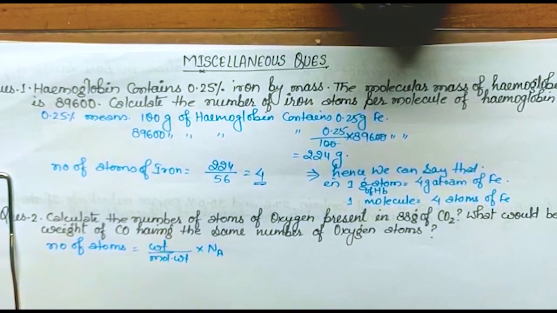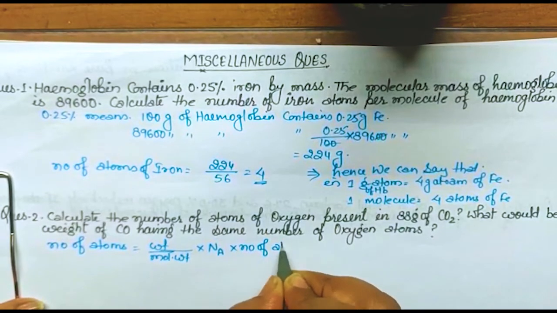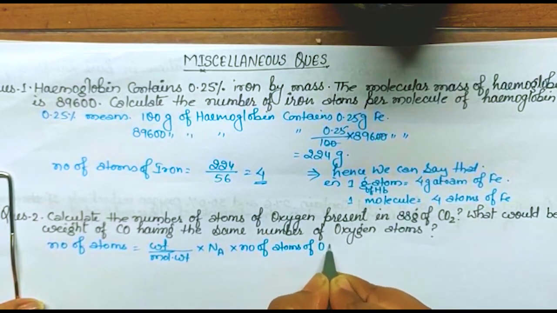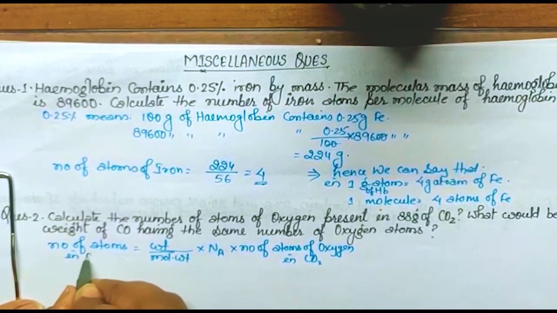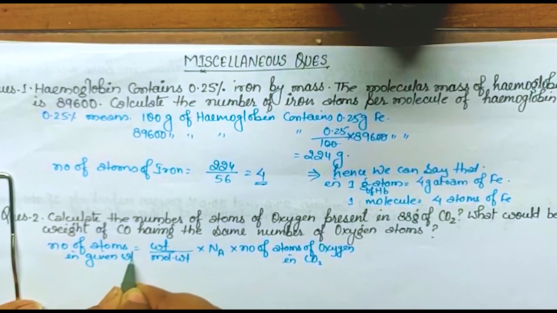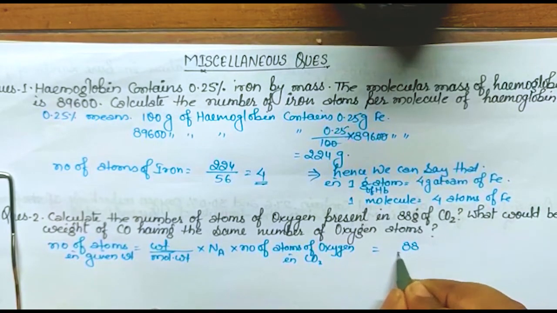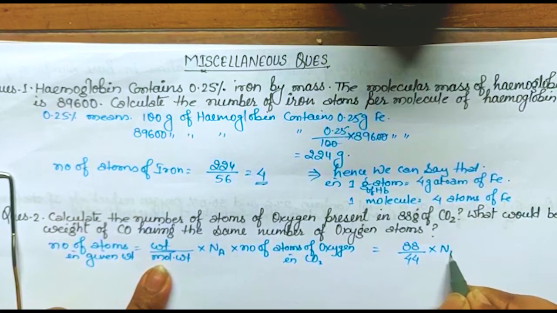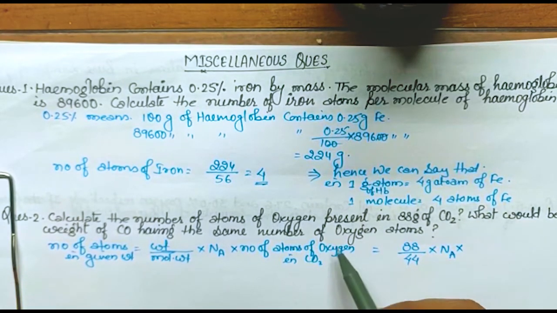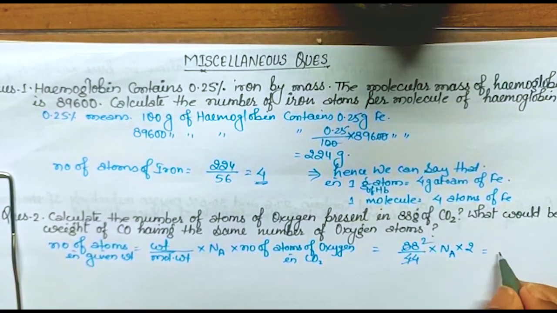Now, the number of atoms of oxygen in CO2, and this is in the given weight, isn't it? Yes. So put in the values and get the answer. The weight is given as 88 gram, and the molecular mass of carbon dioxide, we all know, is 44, isn't it? And Na, and the number of oxygen atoms in carbon dioxide is 2. So this is, yes, 4 Na. That means it will be 4 sixes are 24.